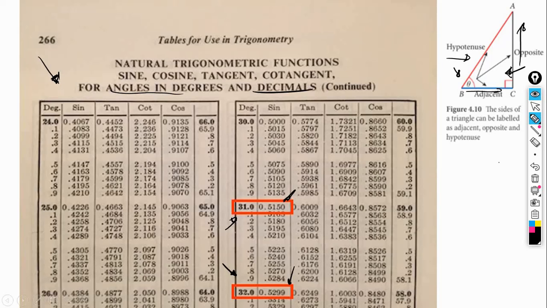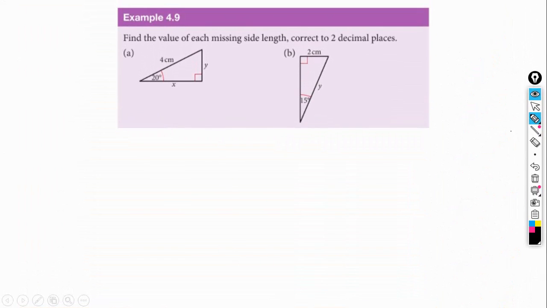So these tables were the ones that people would have to use in the old days, engineers or navigators, because you can use trigonometry to calculate distances and so forth. So now let's take a look at example 4.9, and it says find the value of the missing side length correct to 2 decimal places, and this is A.